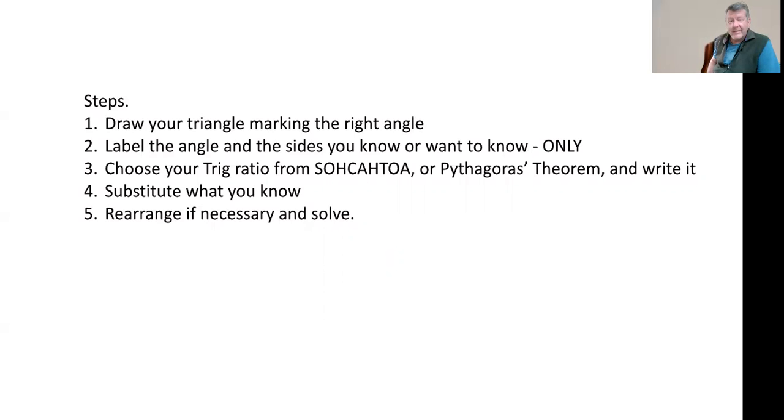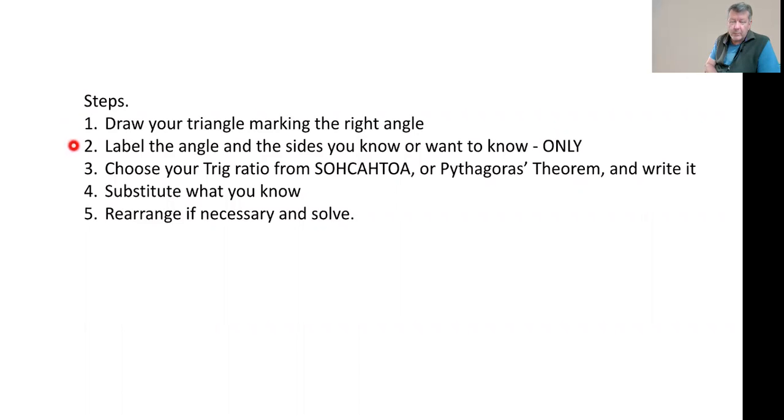For example, they don't draw a triangle, they don't label the opposite and adjacent, but they know it's opposite and adjacent, but then they swap them around and get them around the wrong way in the equations. So please follow these steps. First step, draw your triangle, marking the right angle. Make sure, it doesn't matter Pythagoras or trigonometry, mark your right angle.